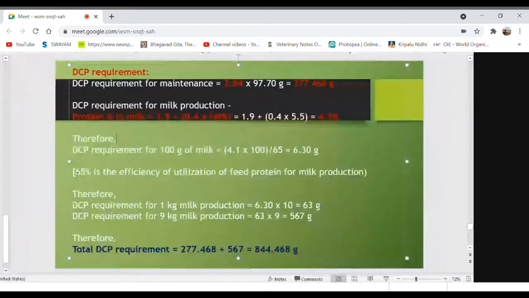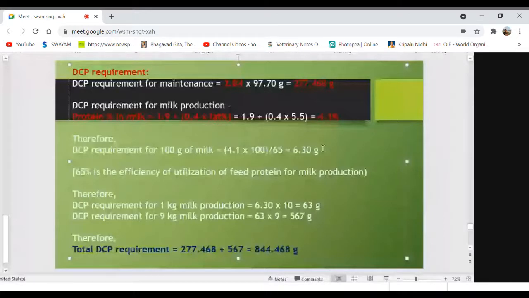That means if we need 4.1 gram protein for 100 gram of milk production, we have to provide 6.3 gram protein. If we provide 6.3 gram protein, then only 4.1 gram protein will be available for milk production, and that is what we can call DCP, because you have already calculated the efficiency of utilization. So the DCP requirement for 100 gram of milk will be this much, for 1 kg it will be this much, and for 9 kg milk production it will be this much.